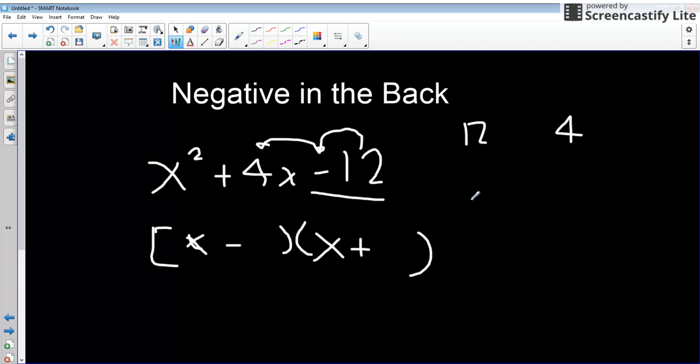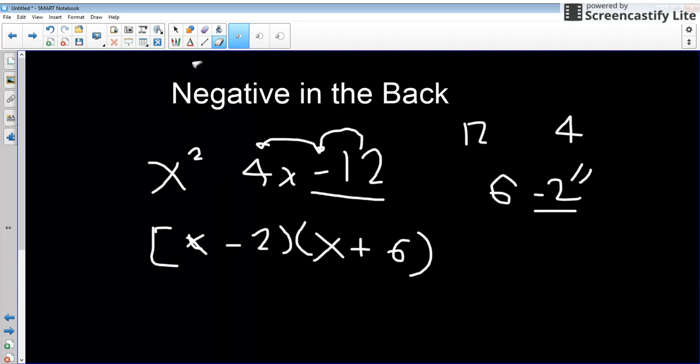So can you think of factors of 12 that subtract to give you positive 4? And thinking about it this way, hopefully you came up with the correct answer: 6 minus 2 is equal to 4. And that should tell you right here, the minus sign goes on the 2 to give you positive 4x. By the way, this could be switched the other way around.